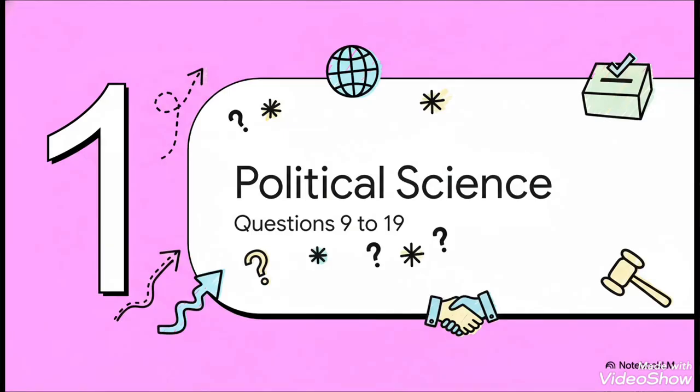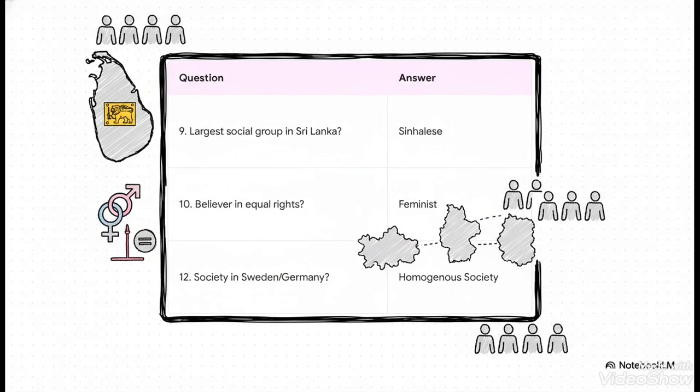All right, let's kick things off with political science. This covers questions 9 all the way to 19. You'll see it's a mix of some really quick fact-based questions and others that need a bit more thought. We're going to go through every single one, so let's get started. First up, the one-mark questions. These are your quick wins, the easy points.